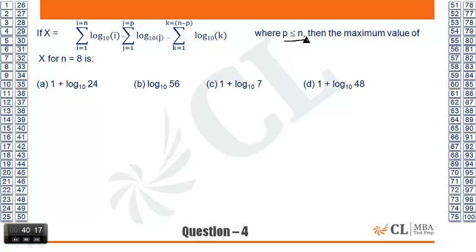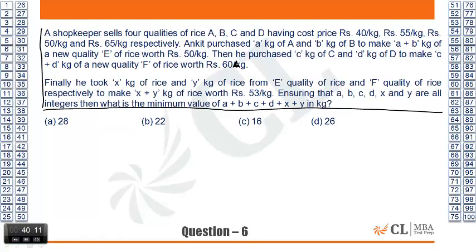What is this? P is less than or equal to N. What is P? Ah, this I did. Shall we? Okay, let's start. A shopkeeper sells. So 39 minutes left. Let's do about 30 minutes, keep 10 minutes, hopefully to do one more LR.